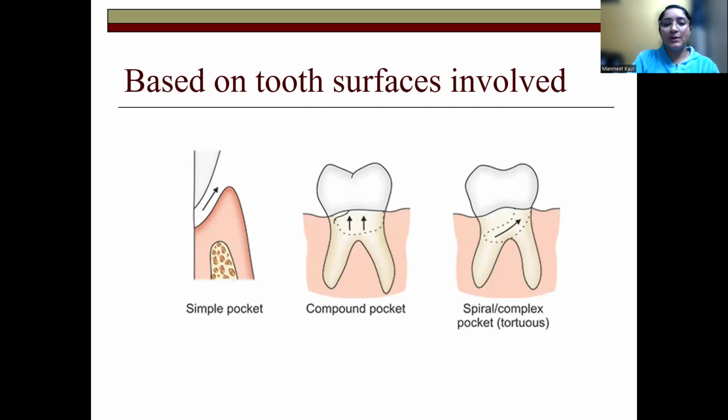Because of this reason, I would like to explain the clinical significance on the basis of the tooth surface involved. What is the clinical significance of this classification?